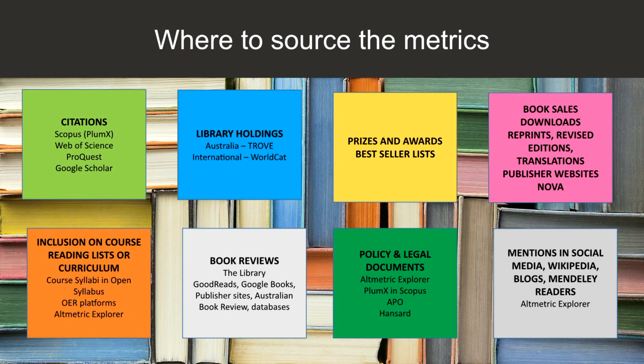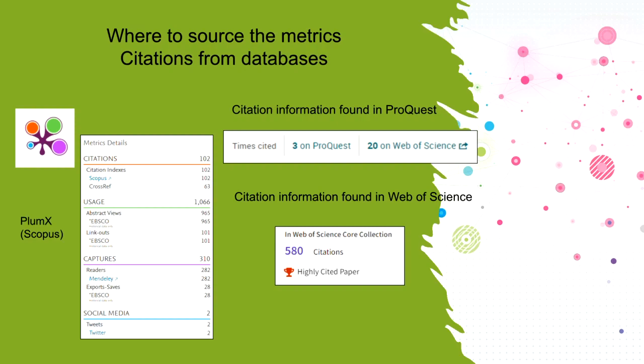You can find a range of alternative metrics using database citations, various book and chapter sites, and societal impact tools like SDGs. Policy and media mentions can also provide evidence of the engagement with and impact of your research.